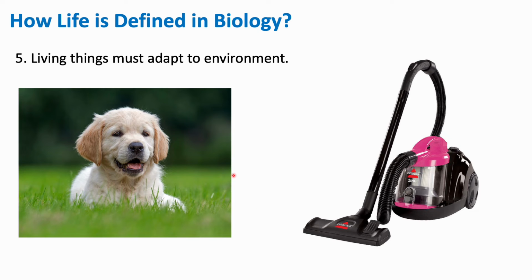The fifth characteristic is that living things must adapt to the environment. For example, you may exhibit habituation, you might adapt to a climate or a specific area you are living in, certain food resources. So living things must be able to adapt to what their environment provides, right? Whereas a vacuum, it's not really going to adapt to its environment. It doesn't need to do much, right? It just sits in the closet.